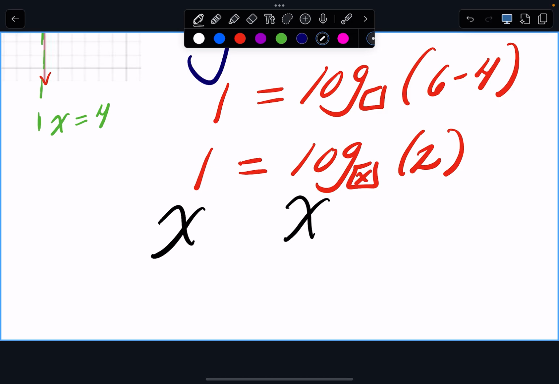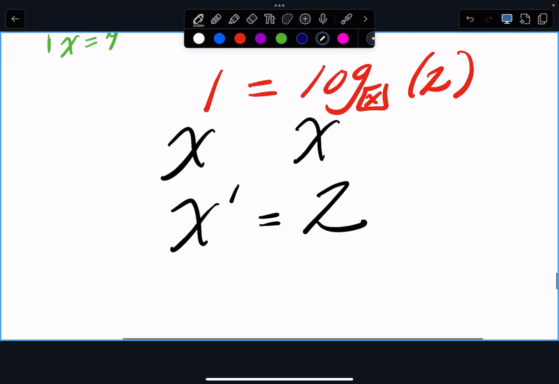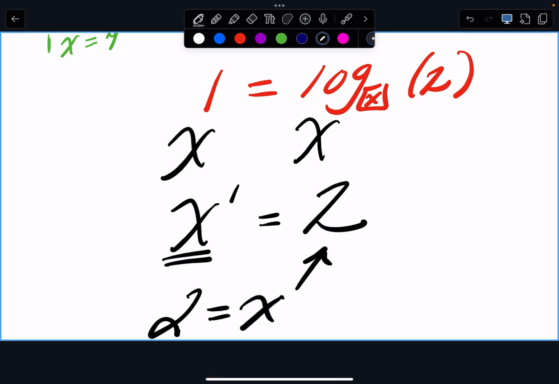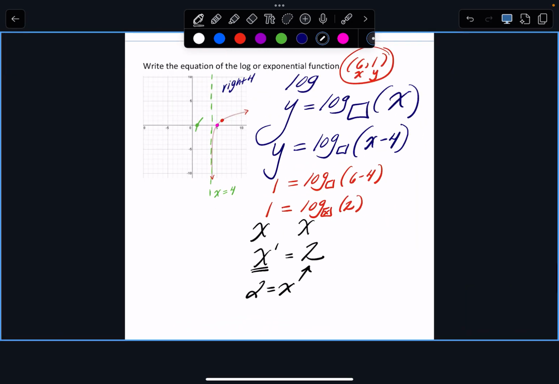Base x on both sides? Yeah. Okay. So x to the first equals 2. What to the first power is 2? 2. So 2 equals x. So then you go back and say, okay, now we know it's y equals log base 2 of x minus 4.